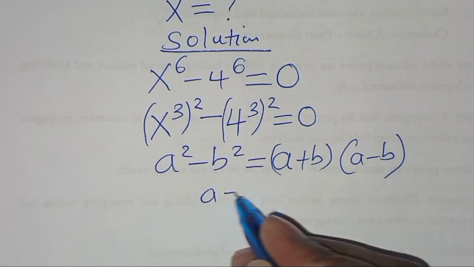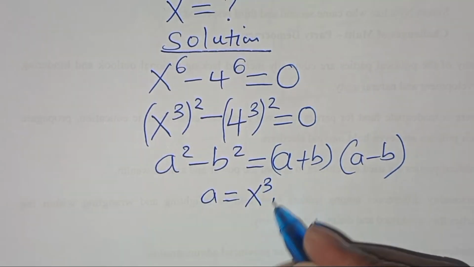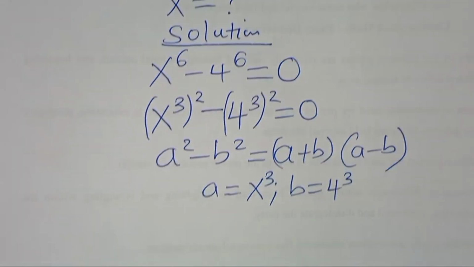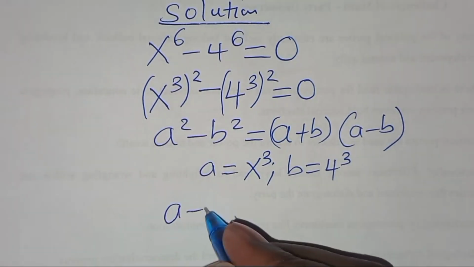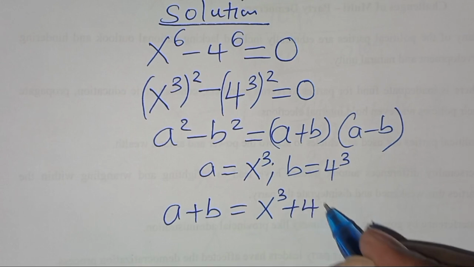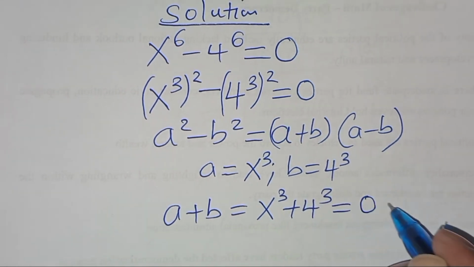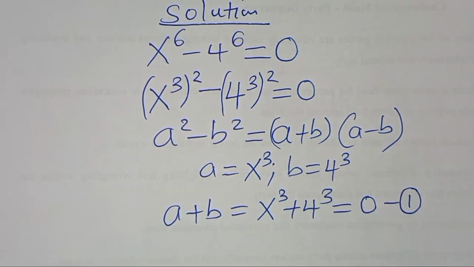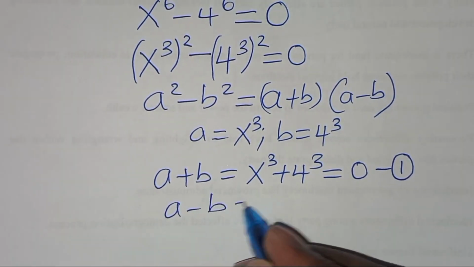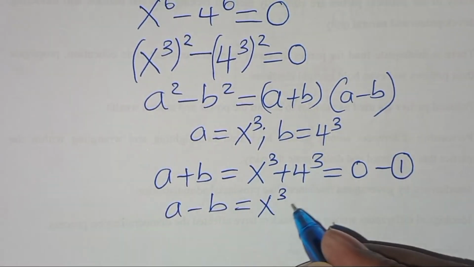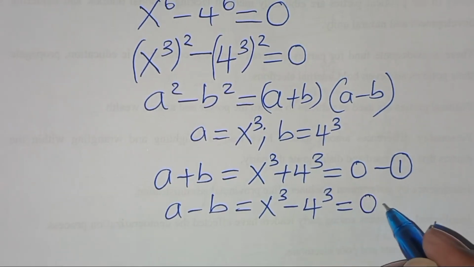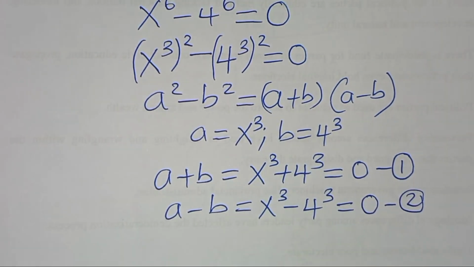So a is equal to x to the power 3 and b is equal to 4 to the power 3. So essentially a plus b is the same thing as x to the power 3 plus 4 to the power 3, and this is equal to 0. Let's call this equation 1. And then we have that a minus b is the same thing as x to the power 3 subtract 4 to the power 3, and this is equal to 0. Let's call this equation 2.